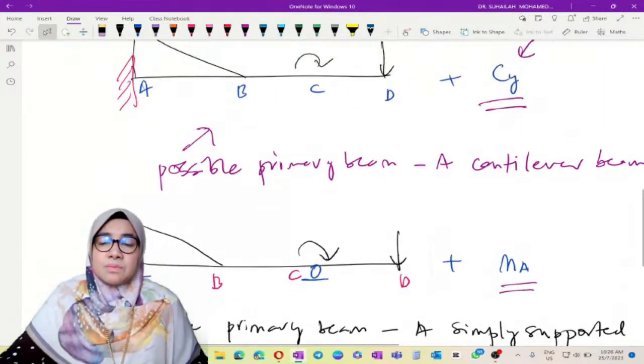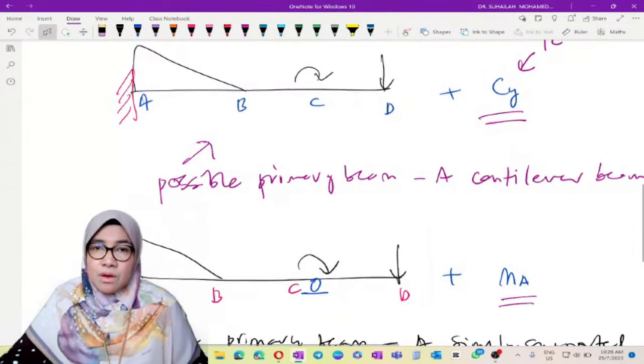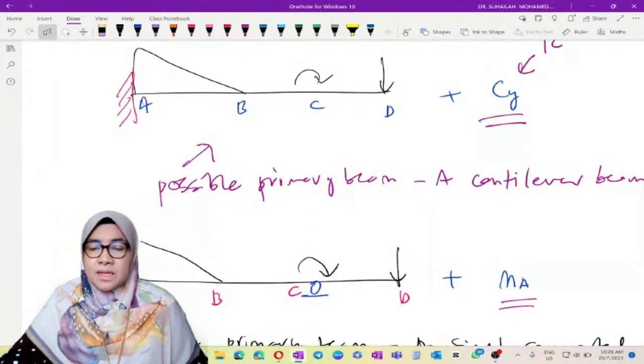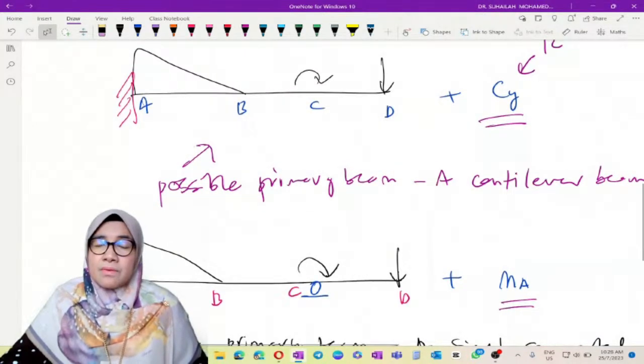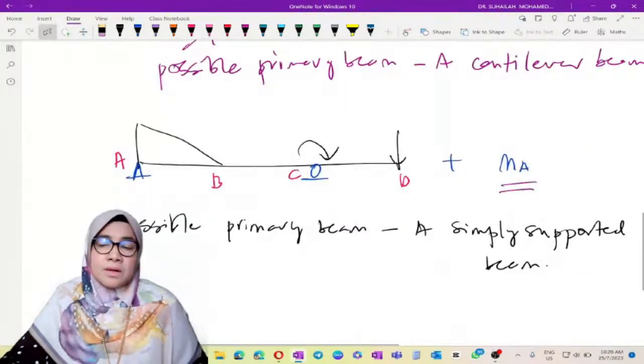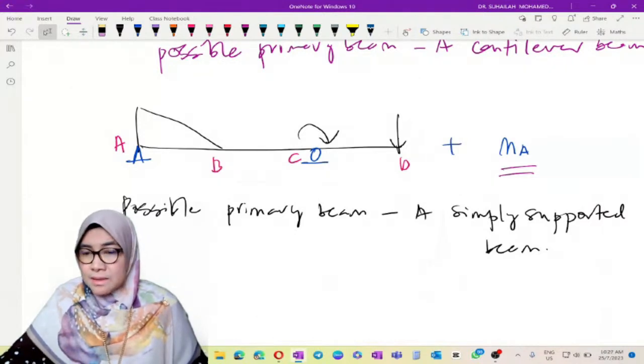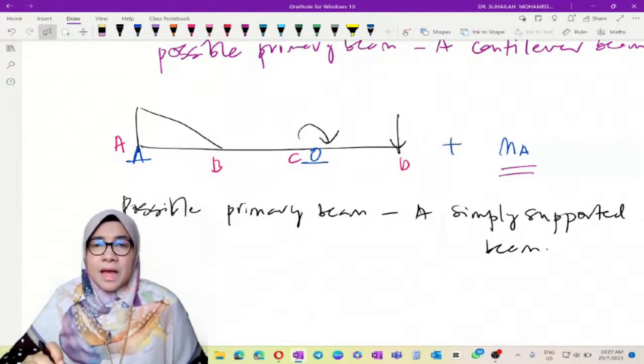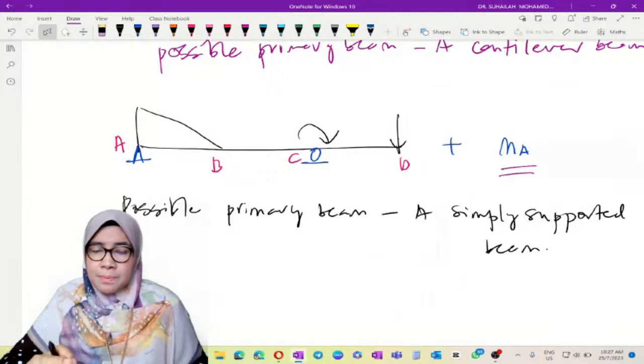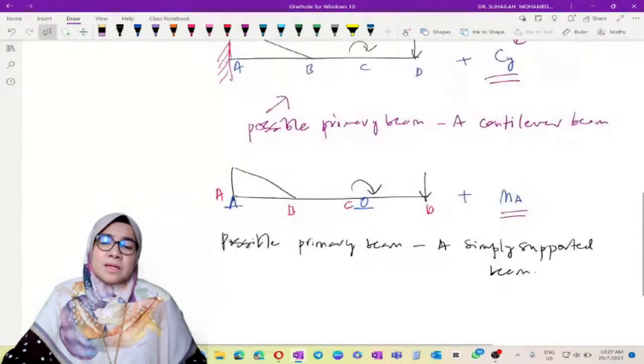In order to solve this beam, we just need to choose only one. Either we choose CY as the redundant and solve CY first, and after that we solve the remaining three reactions at the fixed end, or we can also solve this problem by choosing MA as the redundant, and we will calculate the remaining three unknown reactions at the pin support and at the roller support.